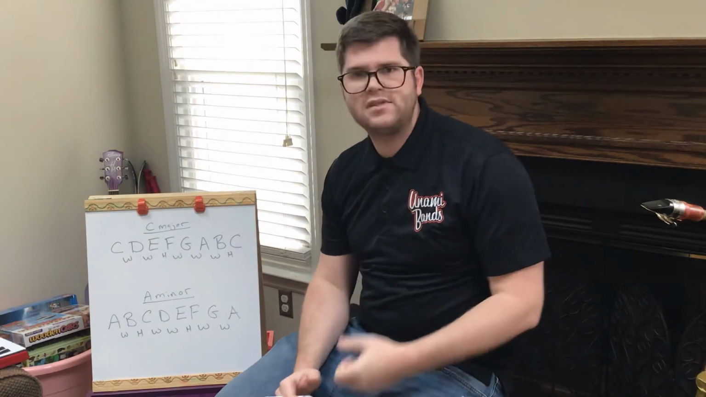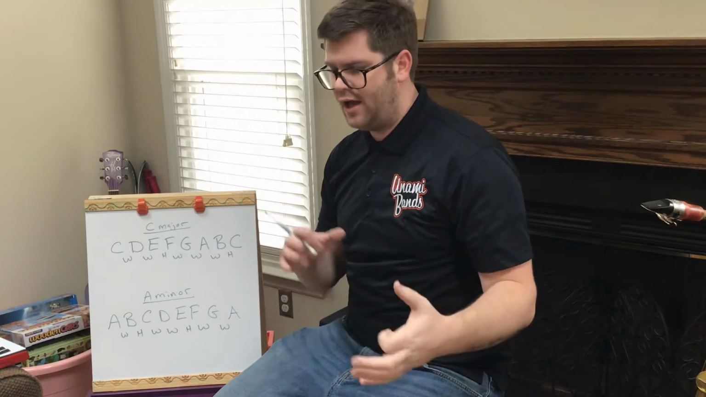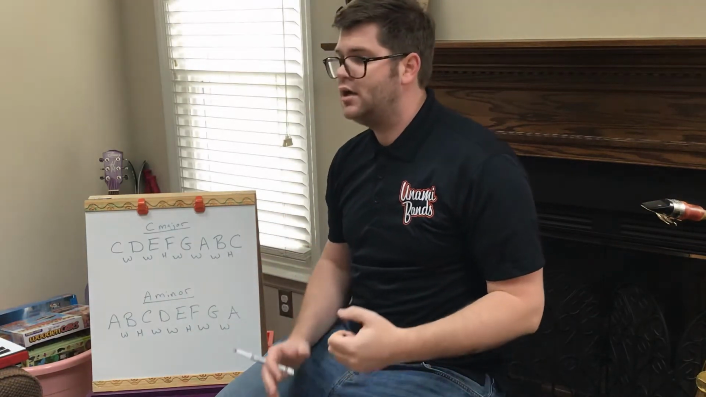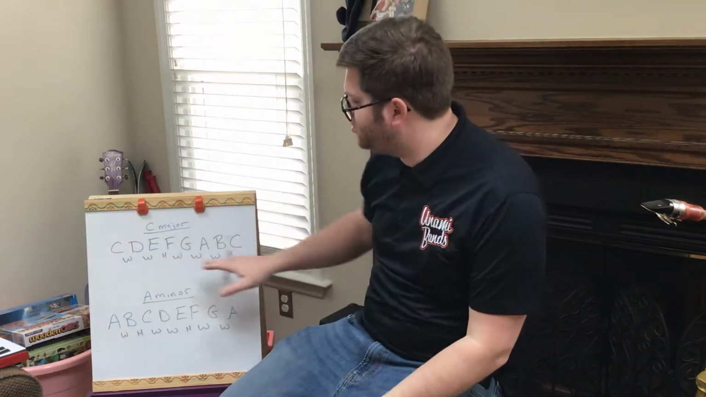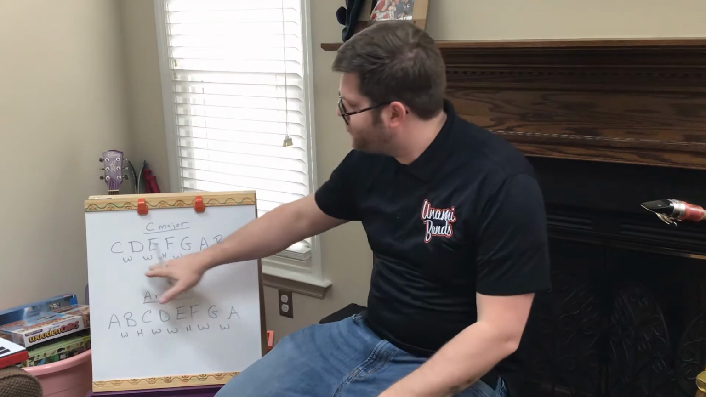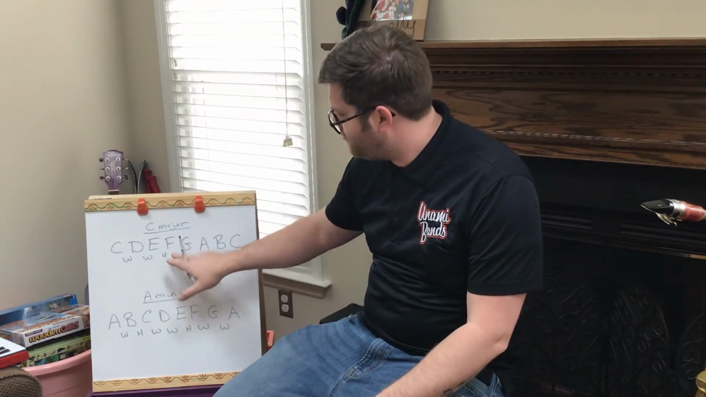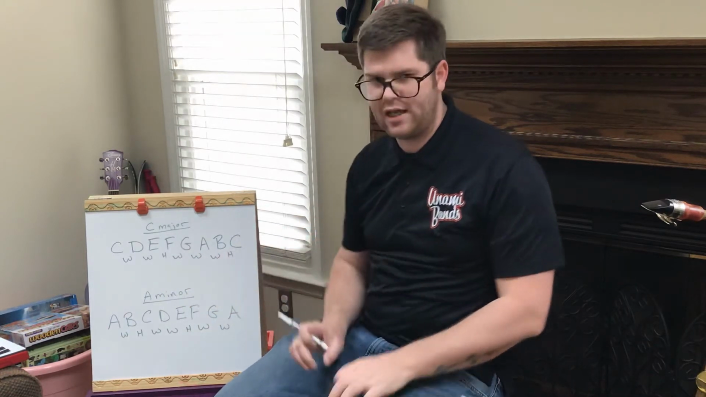I was always the kid that wanted to know, why am I using this scale and where did it come from? Is it just a random set of notes that somebody made up, or is there some logic behind why these notes work? So this is your major scale right here. We've got C to D as a whole step, D to E as a whole step, E to F as the half step, F to G a whole step, G to A a whole step, A to B a whole step, B to C a half step.